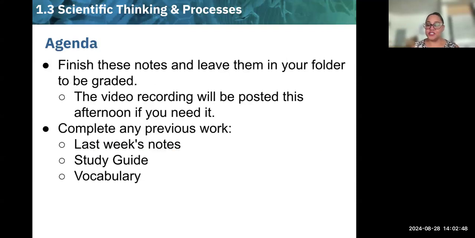So finish these notes, leave them in your folder, complete any previous work from last week. You can now finish your vocabulary that has holes in it because you now have all the words and you will see them on your Kahoots this week.